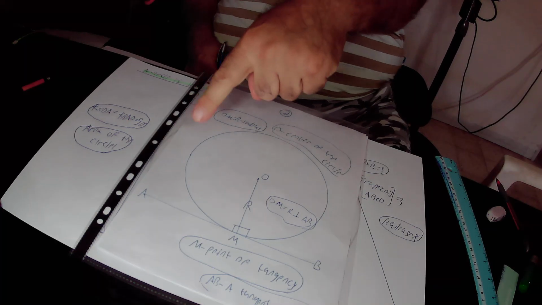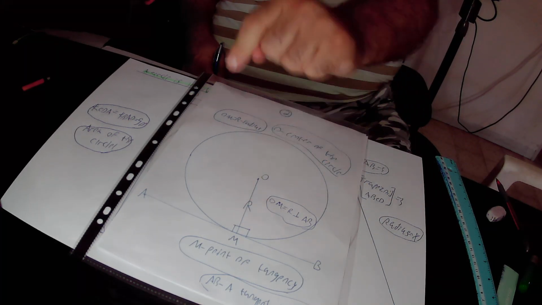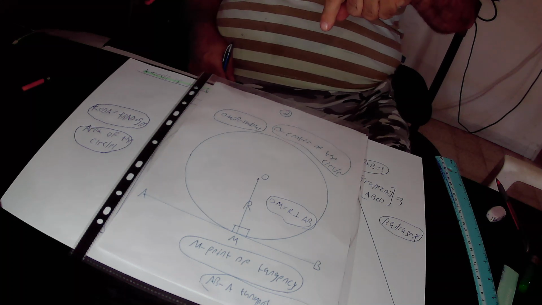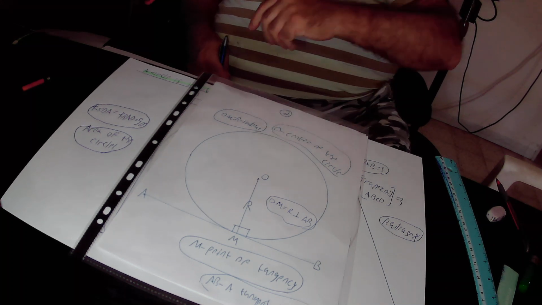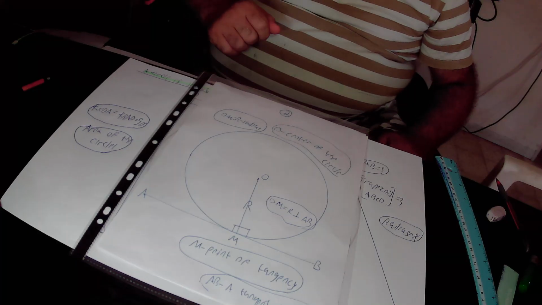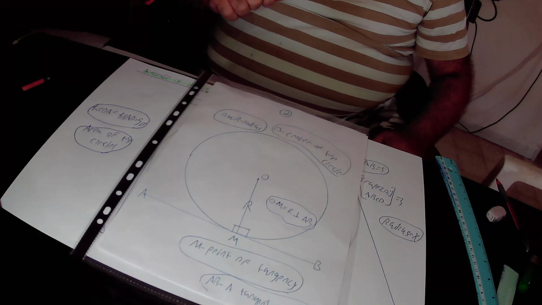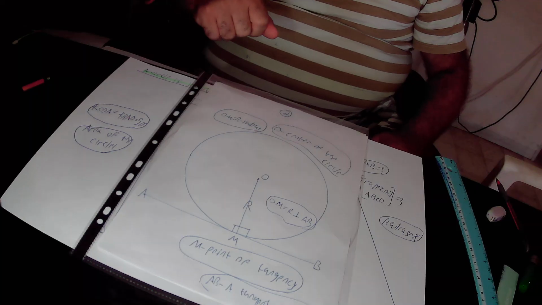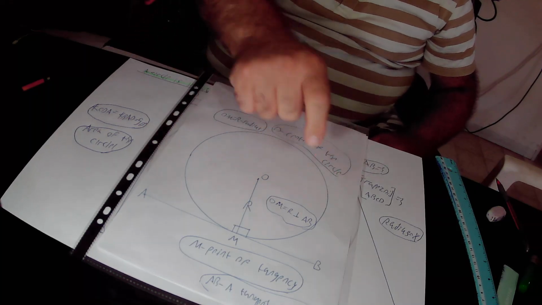We also have tangent AB that is tangent to this circle at point M. We also have the radius OM that is equal to R. The radius OM is drawn to point M, that is the point of tangency of tangent AB with this circle.